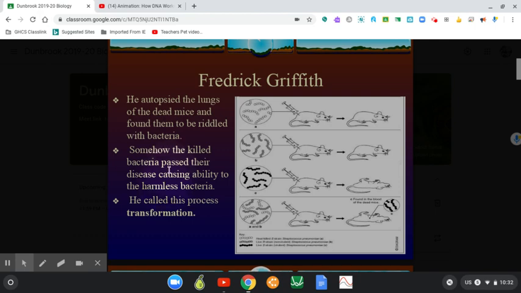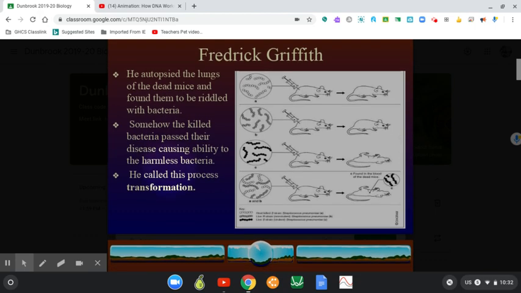Think of it this way. Think of it as a soldier without a gun and a dead soldier with a gun. Neither one of those could kill you by themselves. A dead soldier with a gun, a living soldier without a gun. Neither one could kill you. But put them together and they could kill you, because the harmless soldier that was alive could grab the dead soldier's gun and then become deadly himself. In this case, though, the gun or the weapon was really DNA.